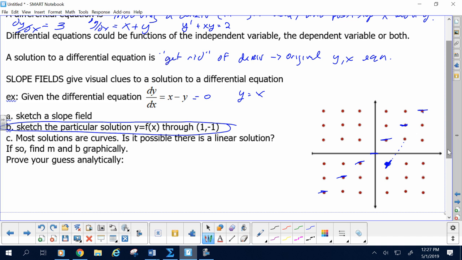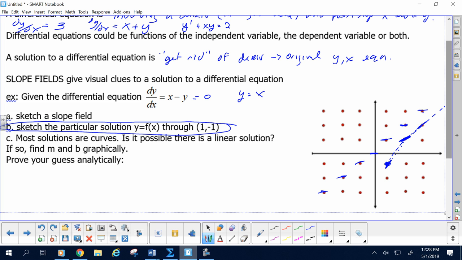2, 1, what is that slope? 1. Okay, so that's a little flatter now. And if I follow that slope, that takes me to 3, 2, yes? And what's the slope there? 1. Okay, so it feels like it's starting to flatten out there.